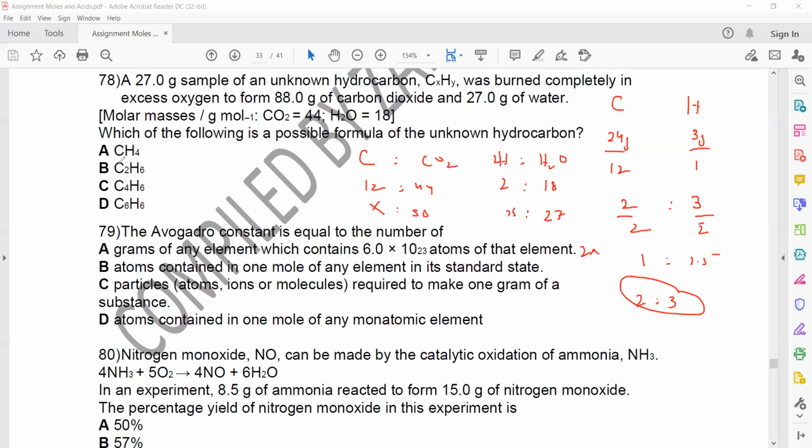So which molecular formula has a ratio of 2 to 3? That is option C. So C will be the right answer. Is it clear? You can find the empirical formula and check which molecular formula has the same ratio as the empirical formula.